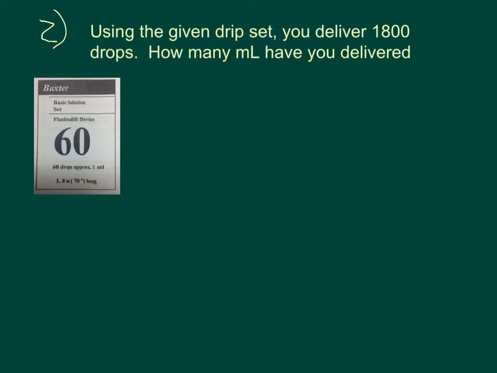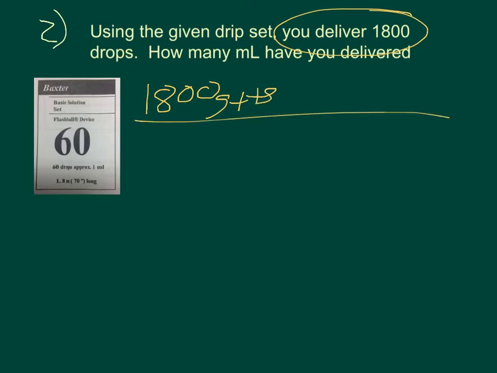Alright, so let's do one more, a little bit more difficult. Using the given drip set, you deliver 1,800 drops. How many milliliters have you delivered? So we'll start by looking at the problem again. I know that I have delivered 1,800 drops. It doesn't really tell me anything else, so that's really all I'm working off. 1,800 drops. So we'll end that part right there. It does tell me how many milliliters have you delivered. So I'm looking for milliliters. That's important when we set up our problem again. So something milliliters is my answer.